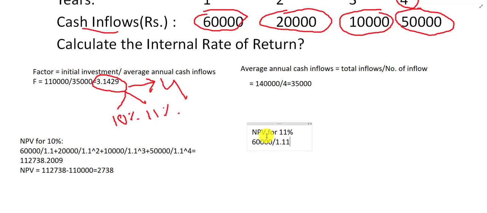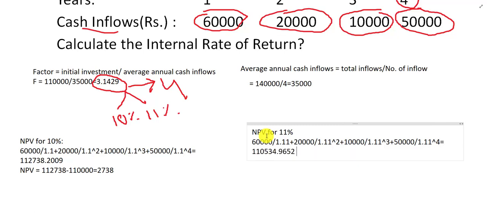And so the first year it is okay. For the second year, how much was the inflow? Inflow was 20,000 divided by 1.11 to the power of 2, right? And for the next year, inflow is equal to 10,000 divided by 1.11 to the power of 3. And for the next year, it is 50,000 divided by 1.11 to the power of 4. Press the equal sign, you get some value, right?